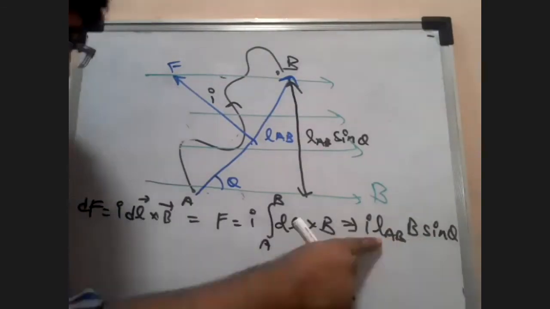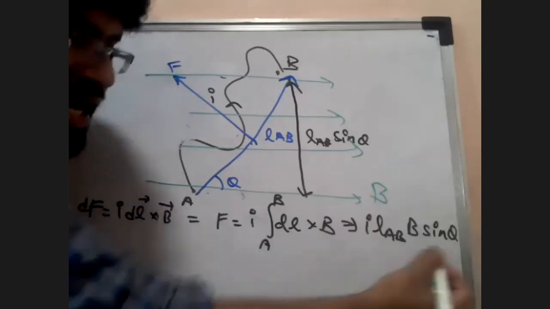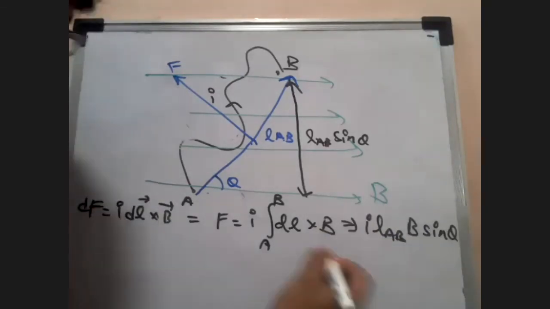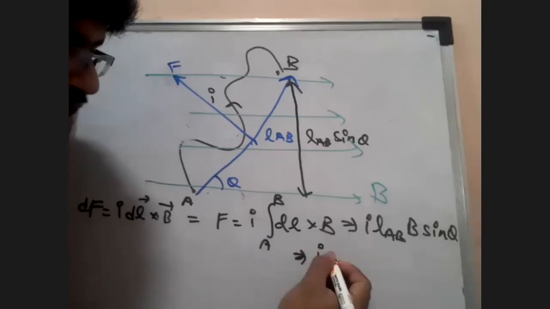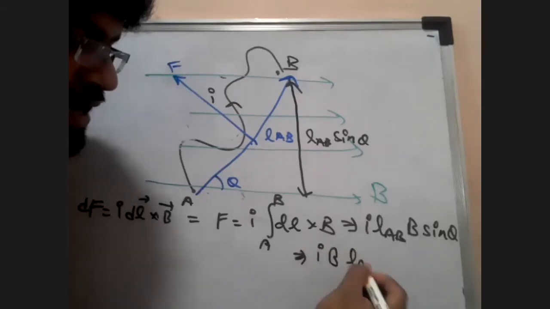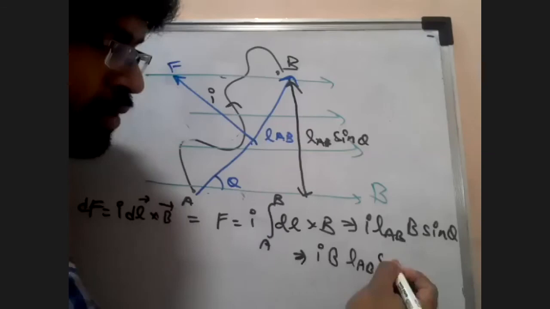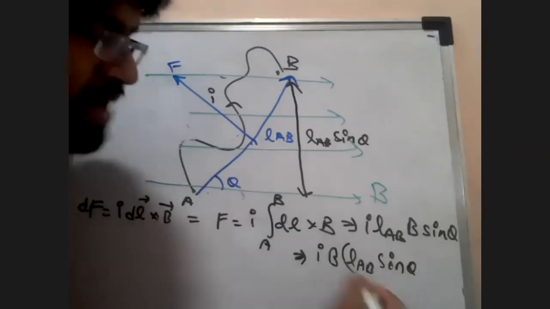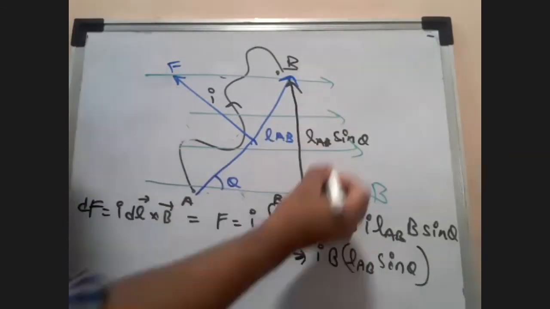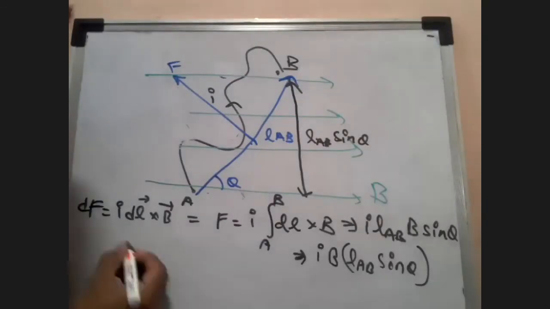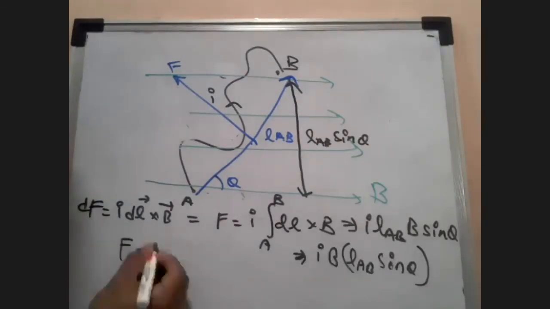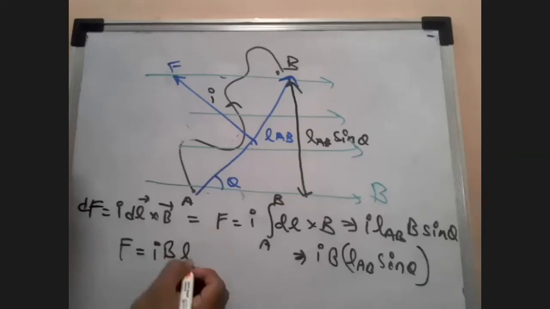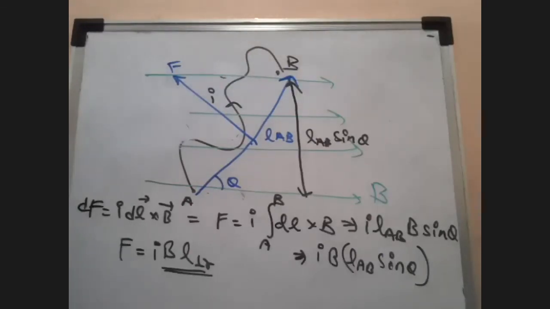But look at this point here. The L_AB and sine theta are already available, so I can rearrange the term as I B L_AB sine theta. And L_AB sine theta is the perpendicular component. So the force here is equal to I B into the length vector which is perpendicular in nature: I B L perpendicular. Hope you all have understood this concept.